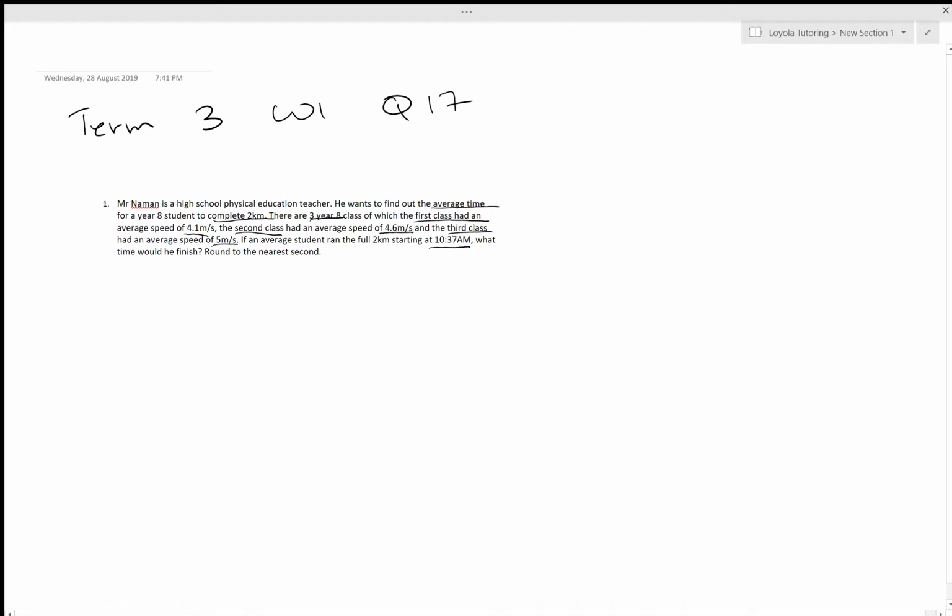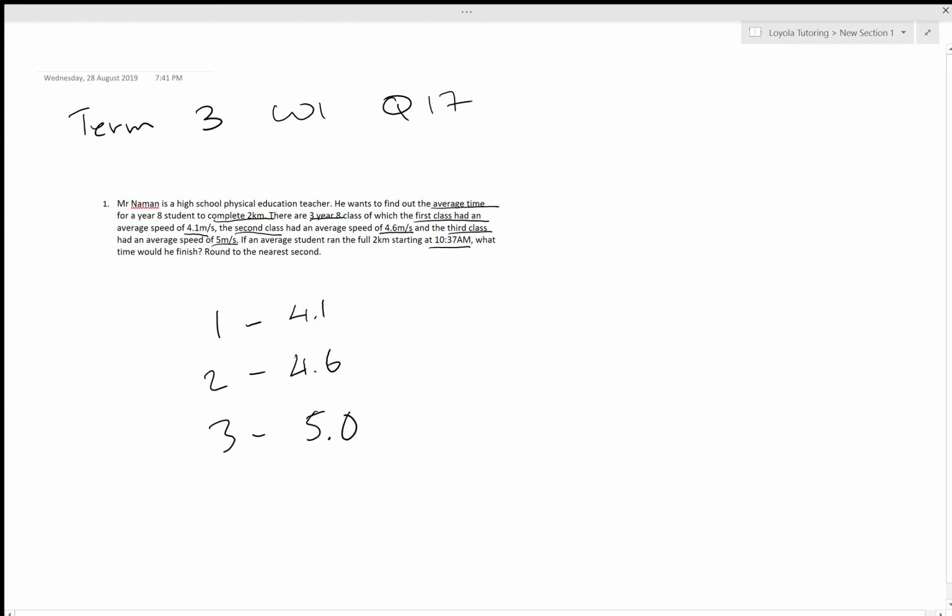Okay, so the first step we've completed, which was to read the question. Second step was to underline the information, we've just done that. And the third step is to visualize it. So for this question, I prefer to use a table. So we would do class 1 at an average speed of 4.1, class 2 has an average speed of 4.6, and class 3 has an average speed of 5.0.